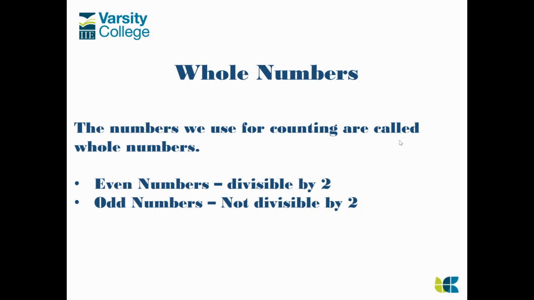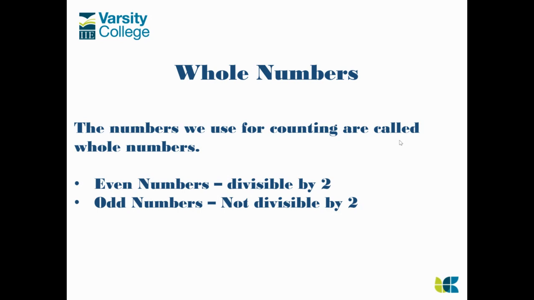Even numbers, you know what even numbers are, I assume? They are numbers that we can divide by 2 and have a whole number at the end of it. So 10 divided by 2 gives us 5. 2 divided by 2 gives us 1. It gives us a whole number. Odd numbers, on the other side, are opposite to even numbers in that when we divide them by 2, we don't get a whole number. We might get a decimal fraction.